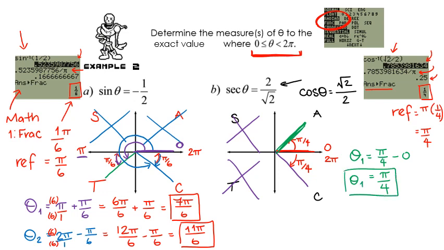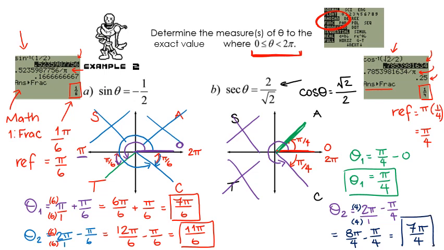And for our second solution, if I'm measuring from 0 all the way up to the terminal arm in quadrant number 4, what we're going to do is take 2 pi, so the closest x-axis, and we're going to subtract pi over 4. Again, to subtract these, I'll put the 2 pi over 1, and we need a common denominator of 4, so I'll multiply that 2 pi over 1 by 4 on top and 4 on the bottom, which gives us 8 pi over 4 minus pi over 4. And 8 pi minus pi just gives us 7 pi over 4. So that is our second solution.